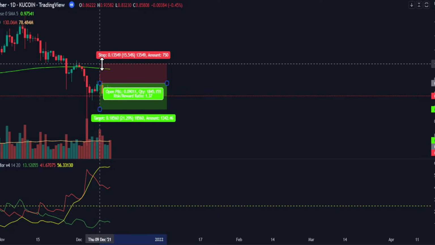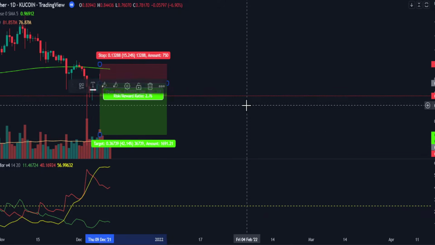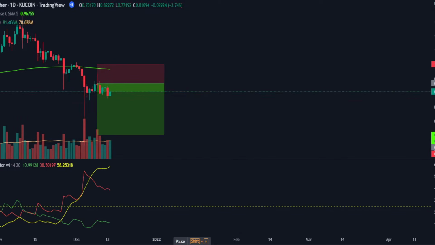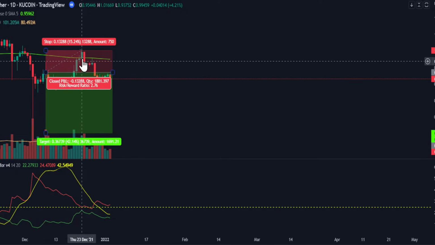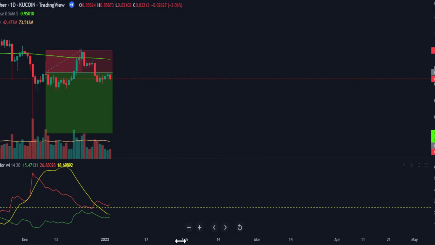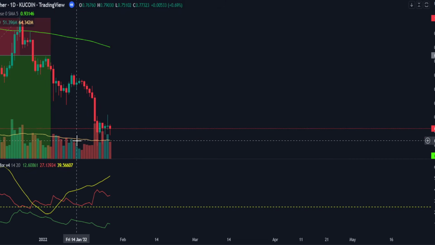The stop loss is above the previous swing high or the 200 EMA, and the target is back to this support at 1 to 2. Let's see what happens next. Look, the price almost hit our stop loss. But in the end, the price magically hit our TP.